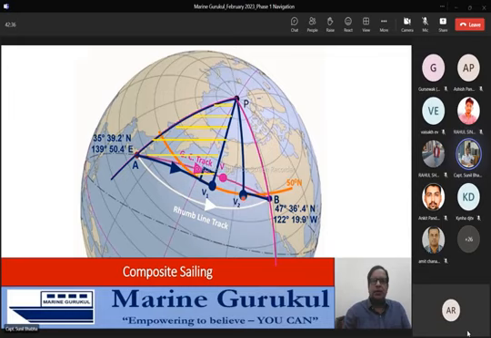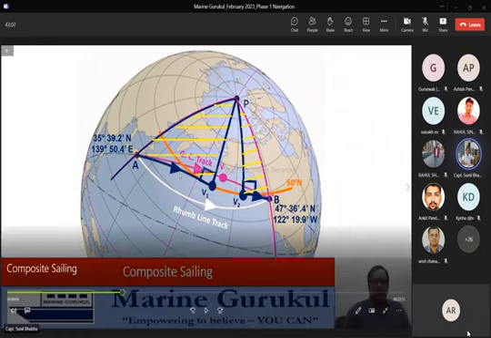Here is the meridian of V2, and obviously this will also make an angle of 90 degrees with the GC track. We get another right angled spherical triangle PV2B shaded out here. Now we get two right angled spherical triangles PV1A and PV2B.